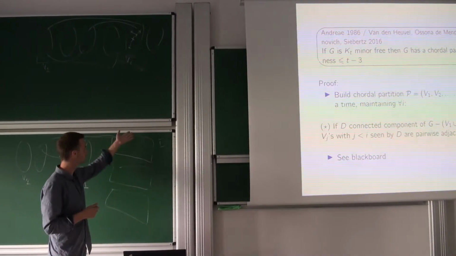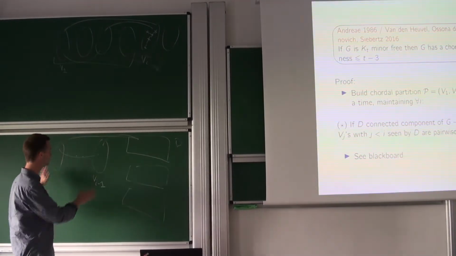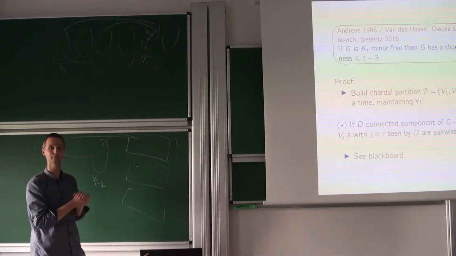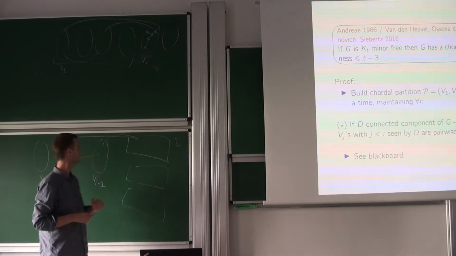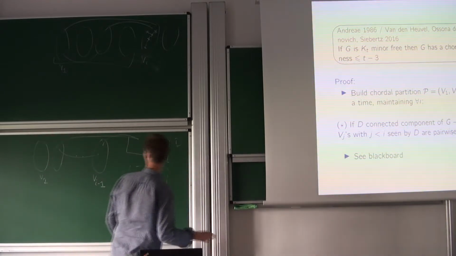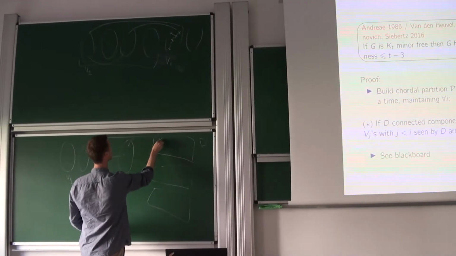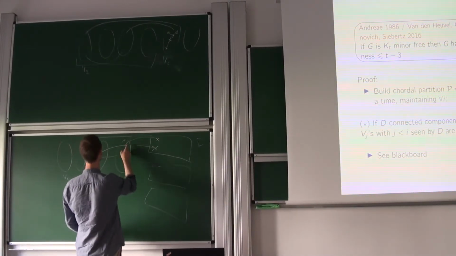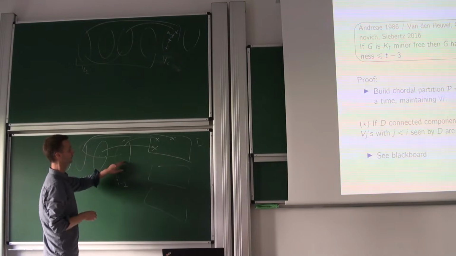So I look at any connected component of the current graph at time i. Okay, I will repeat one last time the definition. Current graph at time i means that you remove V_1 up to V_{i-1}. I'm looking at some connected component, any, pick your favorite. I'm picking this one. Now look at the V_j's that it sees. Maybe it sees these 3 sets here.